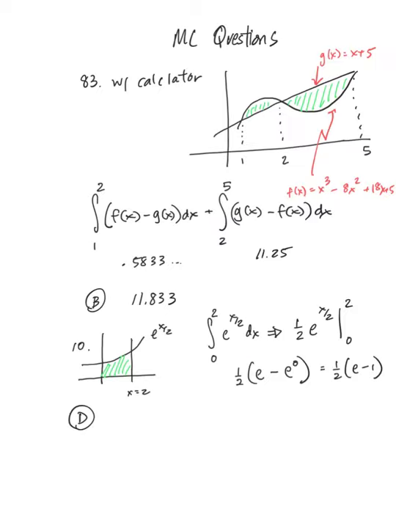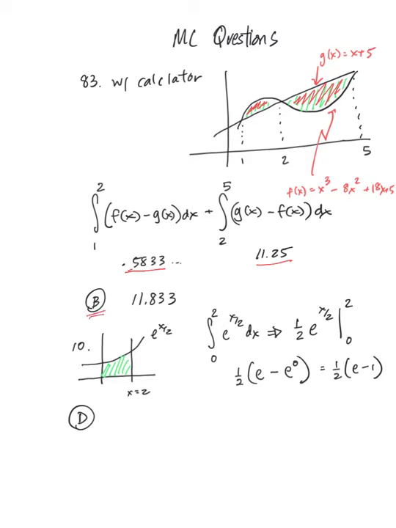All right, our multiple choice questions. So I've just sketched, in 83 you have your calculator, I've just sketched what the curves look like. G of x I called the x plus 5, I called f of x the cubic. We had to add two different pieces together, the piece where the cubic's on top and the piece where the linear function's on top. They intersect, I found the intersections, they intersect at 1, 2, and 5. And then the first piece here is 0.5833, the second area is 11.25. Adding them together, I get choice B.